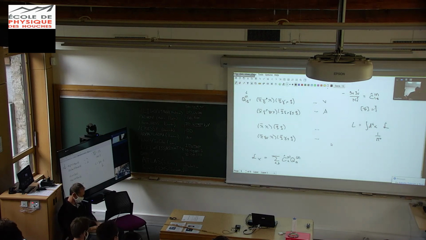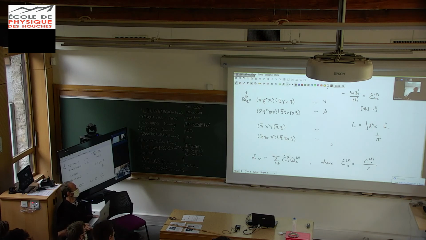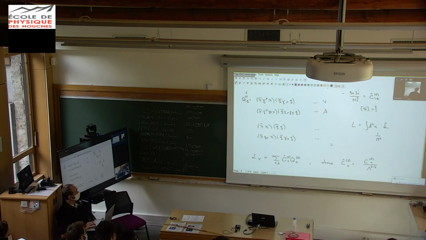Okay, what does this hat mean? Hat means that sometimes you want to factor out this suppression scale explicitly. So you can write C_d^a hat equals C_d^a without a hat, divided by Lambda to the power of d minus 4. The minus 4 comes because the integration gives you automatically a power of 1 over m to the 4. So all the remaining powers to make this a scalar have to be in the scale.